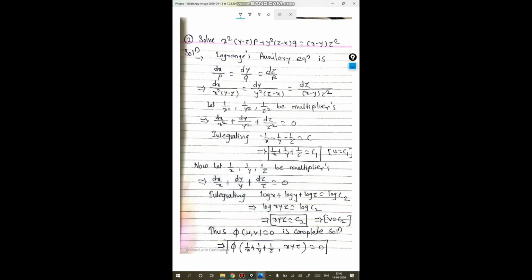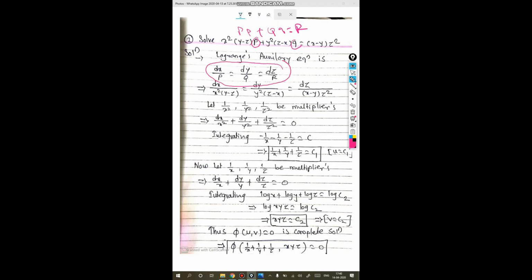So welcome to the second example of Lagrange's equation. Again, you can observe only P and Q appear. So it is in the form Pp + Qq = R. So that is in the Lagrange's form, Pp + Qq = R. This is our Lagrange's equation.